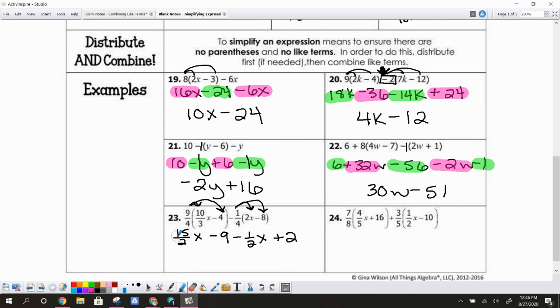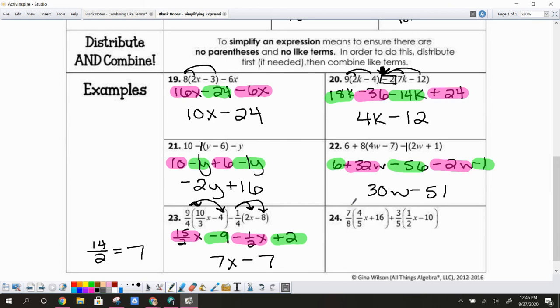So go ahead and combine your like terms. Don't forget that the signs are in front of the numbers. So then we're going to add our 15 halves x minus 1/2 x, and that's going to be 14 halves. But 14 halves is the same thing as 7, so I'm going to simplify that to 7x. And then negative 9 plus 2 is a negative 7.